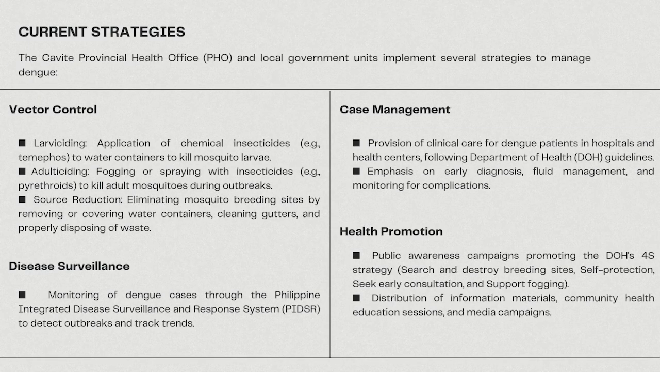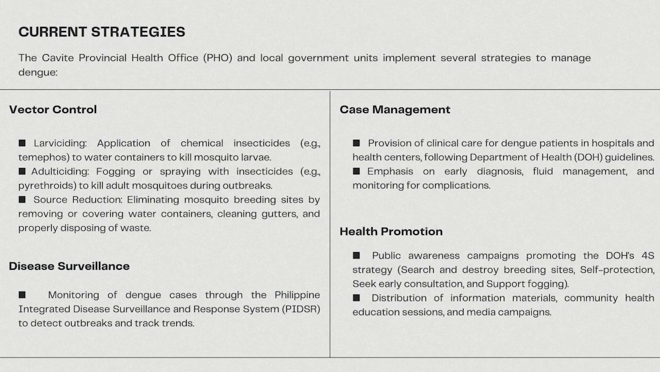Next, we have the current strategies. This is where the Cavite Provincial Health Office, or the PHO, and local government units implement several strategies to manage dengue. For vector control, we have larviciding, where chemical insecticides are applied to water containers to kill mosquito larvae. Adulticiding, fogging or spraying with insecticides to kill adult mosquitoes during outbreaks. And lastly, source reduction, eliminating mosquito breeding sites by removing or covering water containers, cleaning gutters, and properly disposing of waste.